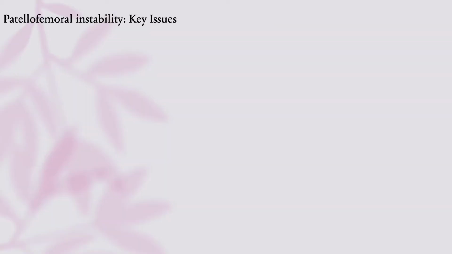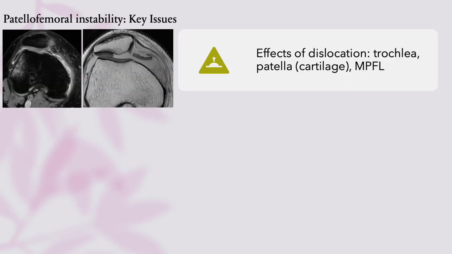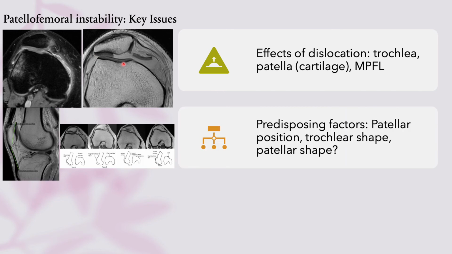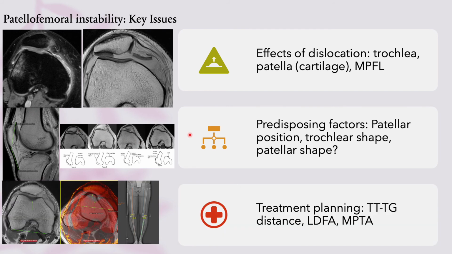Now, patellofemoral instability or patellofemoral dislocation comes with three issues that all of you should be aware of. The first is the effects of the dislocation, which are on the trochlea, the patellar cartilage, and the medial patellofemoral ligament. The second is the predisposing factors for patellar dislocation, which could be patella alta, as well as the shape of the trochlea. And the third are the decision makers in surgery, which include the TT-TG distance, which is essentially the distance between the center of the trochlear groove and the tibial tuberosity, as well as looking at the actual alignment of the knee itself. And these things can help us make decisions on what happens next to these patients.